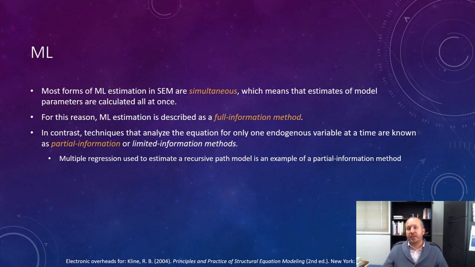When you're running hierarchical regressions or multiple regression in SPSS, it is a partial information or limited information method. What it does is it just analyzes basically one at a time. So in SPSS, it's essentially doing one at a time or a few little groupings here and there, versus in M+, with ML, it's doing everything at once. So it's full information. We're getting all the information together at once.